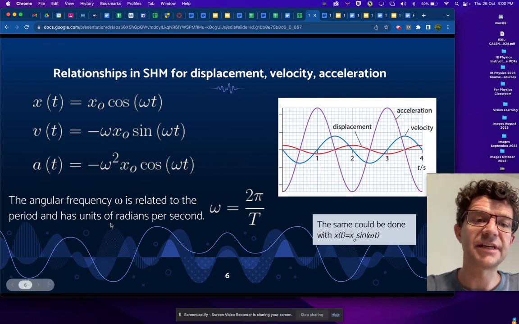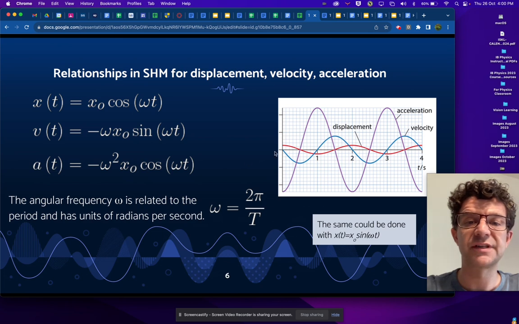The angular frequency, of course, if you go back to your definition of these relationships, sine and cosine, is related to the period. Specifically, omega is 2 pi over the period. So for example, in these graphs with a period of 2, the value of omega would be pi.